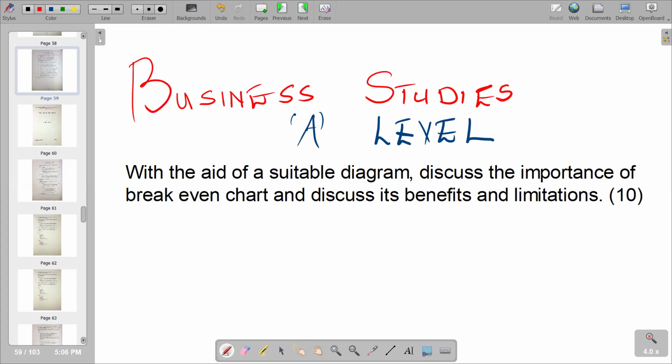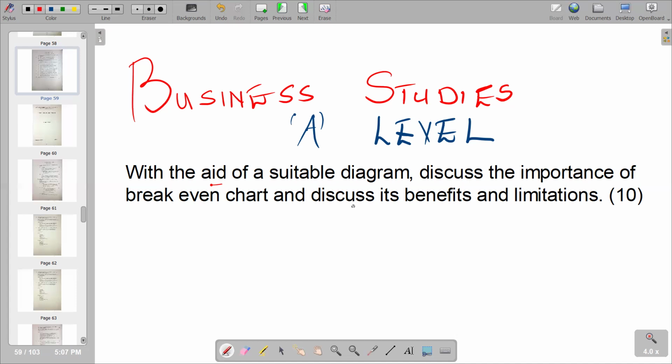So obviously, we are trying to interpret the question in terms of what it requires. On the first part, it says with the aid of a suitable diagram, which means you are supposed to explain the break-even chart. You present it in the form of a diagram, and after that there should be a brief explanation beneath the chart of what is transpiring on the chart. So basically, that's the first part.